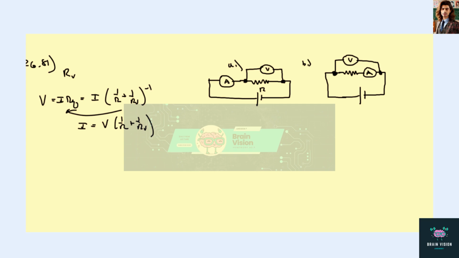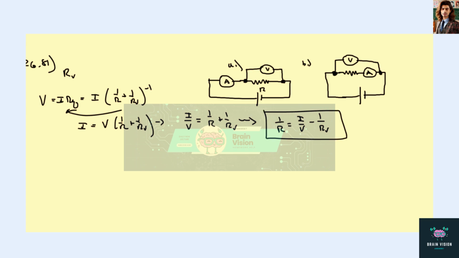And again, we can divide both sides by V and see that we have I over V equals 1 over R plus 1 over RV. So now we just rearrange this and see that 1 over R equals I over V minus 1 over RV. And that's exactly what we wanted to show.